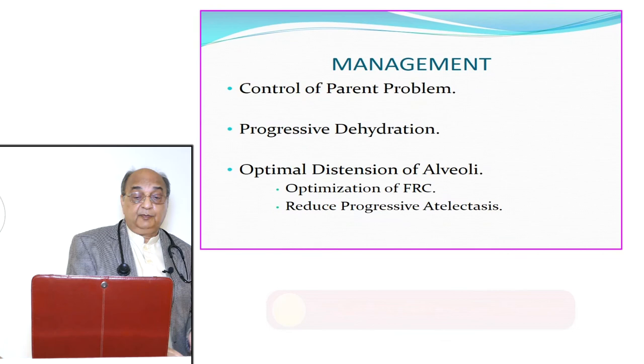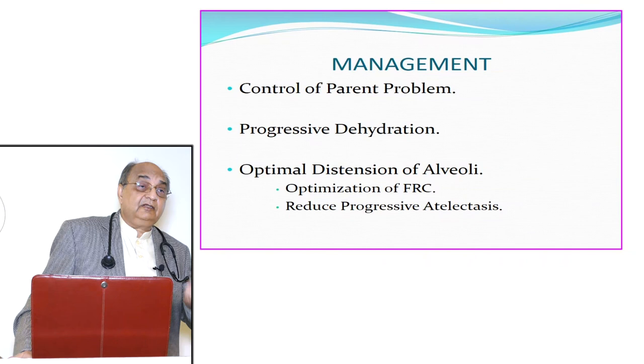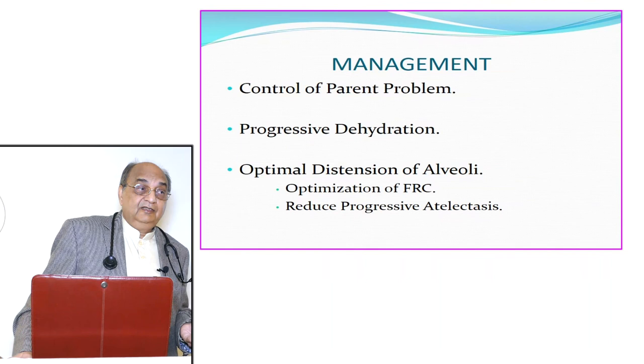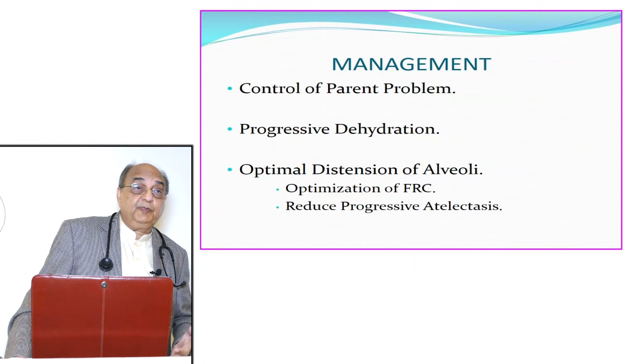Then the third thing which we do is optimize the distension of alveoli. Keep the alveoli open. Don't let them be closed, because then there will be atelectasis and then consolidation on top of that. So keep them distended. How can you keep them distended? There are steps before going on to full-fledged ventilation. We put them on CPAP, we put them on BiPAP. Before that, we give them high-flow oxygen.